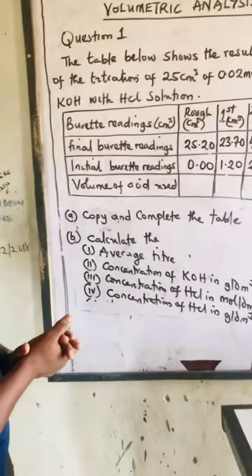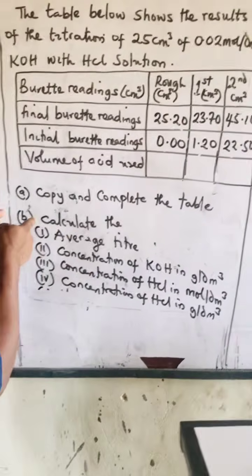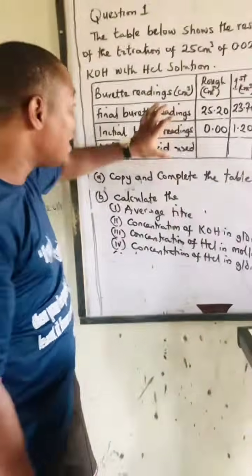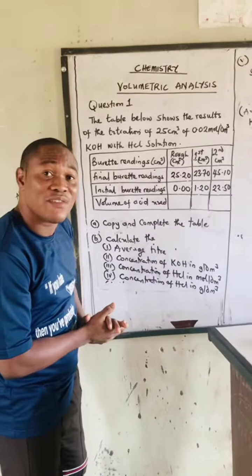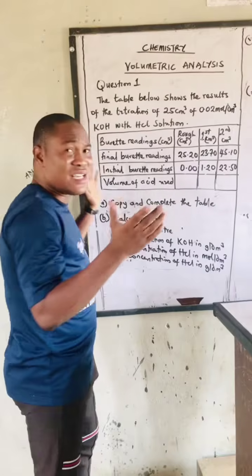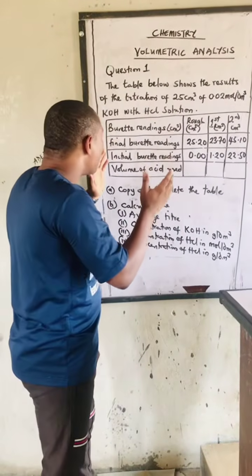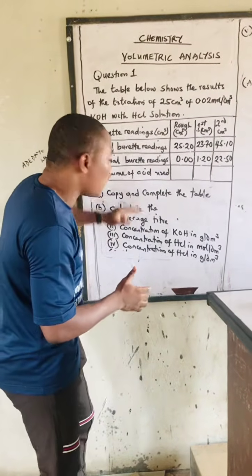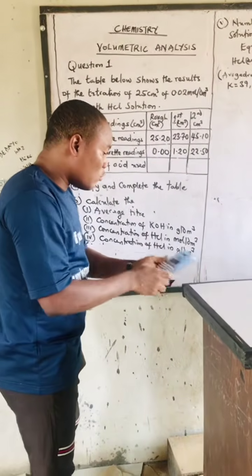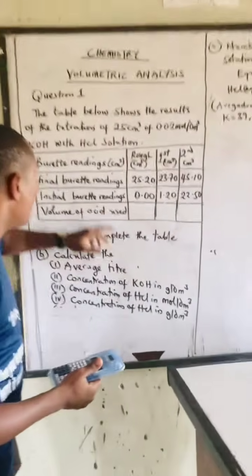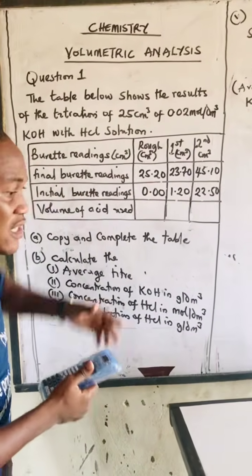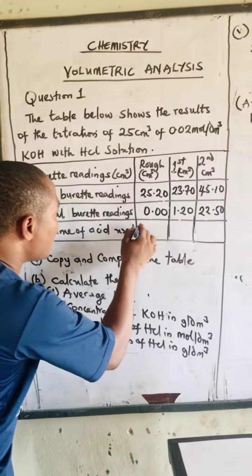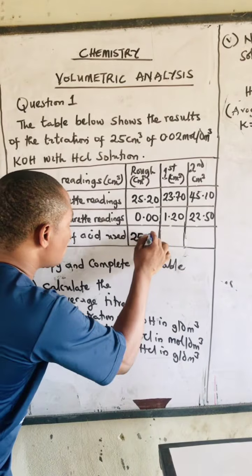Now, what they ask us to do in question one is to copy and complete the table. Of course, they are giving you this table. You are supposed to do this yourself if you are performing the practical, but now it is stress-free. All the final burette readings have been given, and the initial burette readings have been given. So how do I get the volume of acid used? To get this value, I will subtract the initial burette reading from my final burette reading, and if I subtract this, I'll be having 25.20.